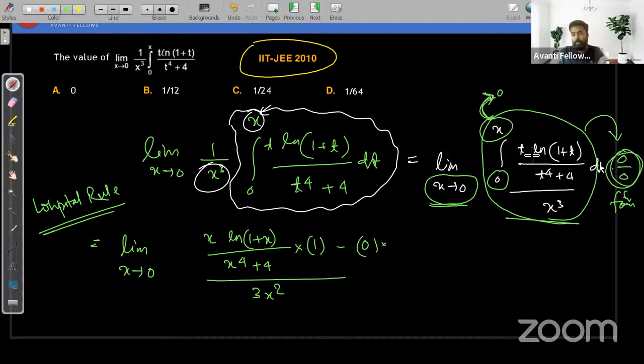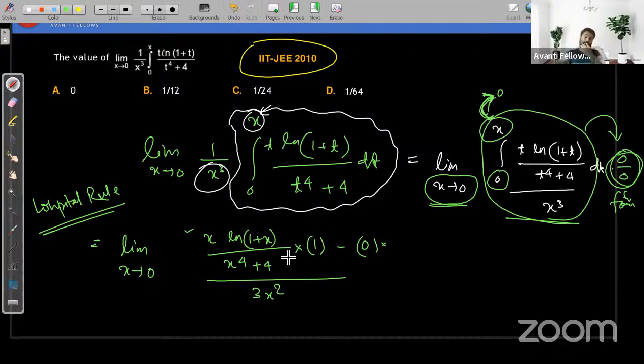So when we are integrating any function from 0 to 0, this will give you 0. The denominator is already 0 and the numerator becomes 0. So it is a 0 by 0 form. To evaluate the limit, we need to use the L'Hopital rule, and when using the L'Hopital rule, we need to differentiate the numerator and the denominator first.